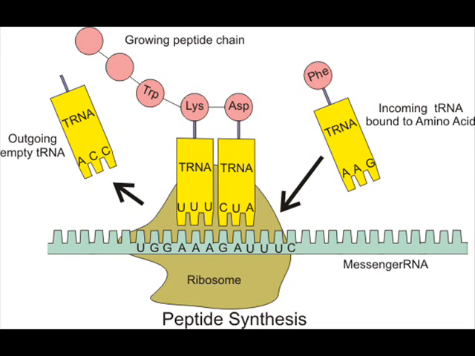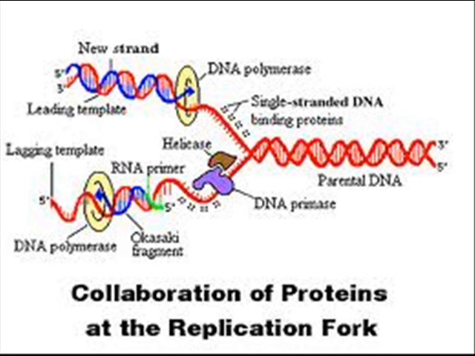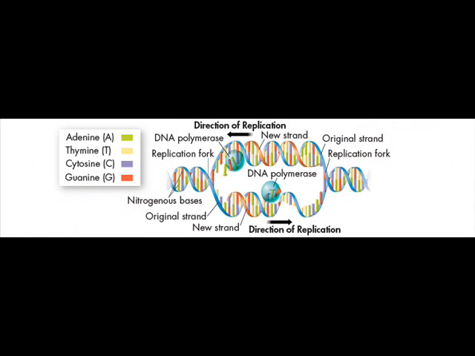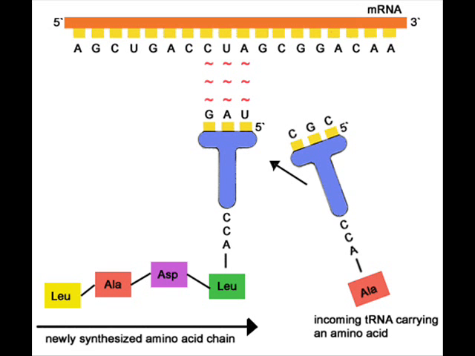Translation occurs in the cytoplasm. Decoding of mRNA into proteins. Translation is the process of making proteins from the message in the mRNA strand. Together, the amino acids form long chains called polypeptides. Their order determines the protein's function.